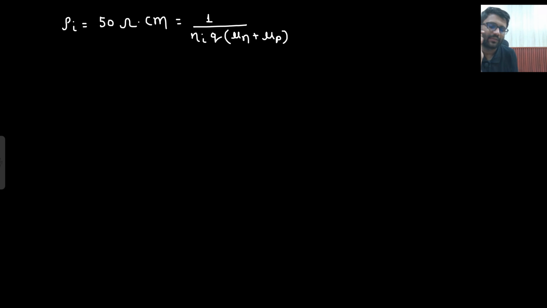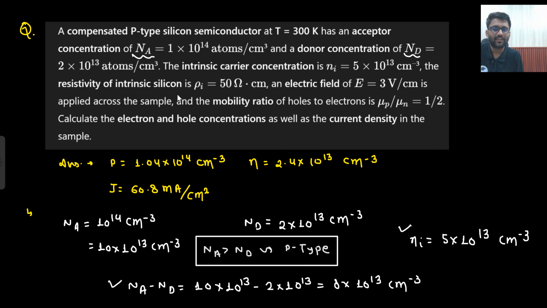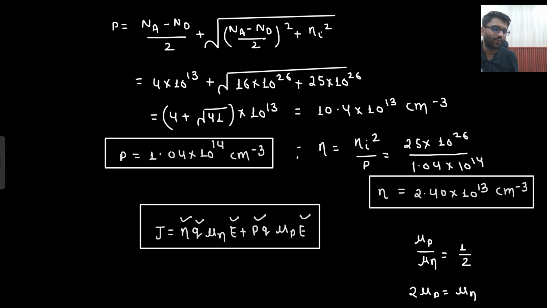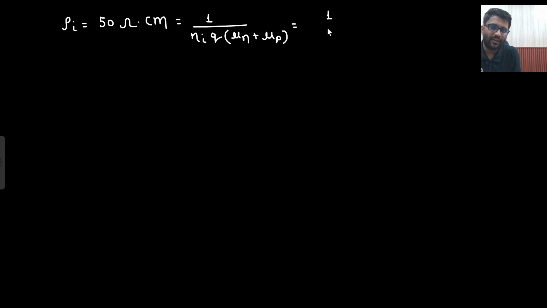Did you understand this point or not? Right? This is the intrinsic resistivity. So intrinsic resistivity would be equals to 1 by intrinsic conductivity. What is intrinsic conductivity? Nq mu n plus Pq mu p. N equals to P equals to Ni. So Ni into q bracket mu n plus mu p. Right? One thing I know that mu n is equals to 2 mu p. So here what I will get? 1 by Ni q into 3 mu p. So value of mu p will be 1 by 3 into Ni.